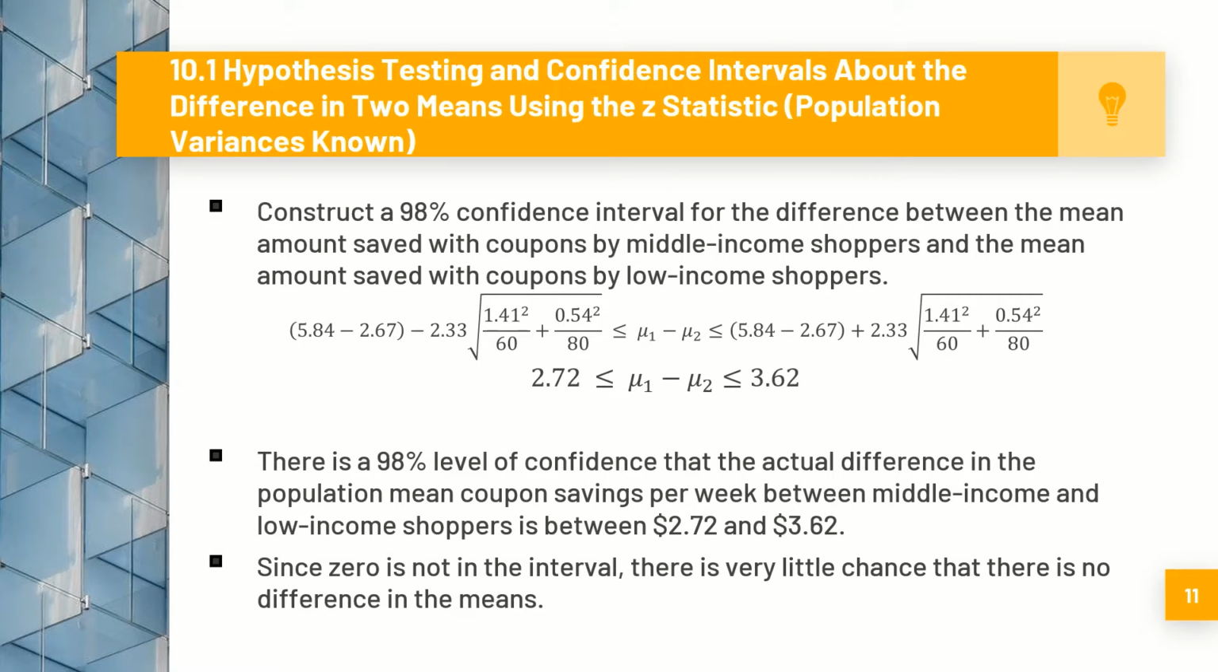Construct a 98% confidence interval for the difference between the mean amount saved with coupons by middle-income shoppers and the mean amount saved with coupons by low-income shoppers. So the z-value associated with 98% confidence is 2.33.